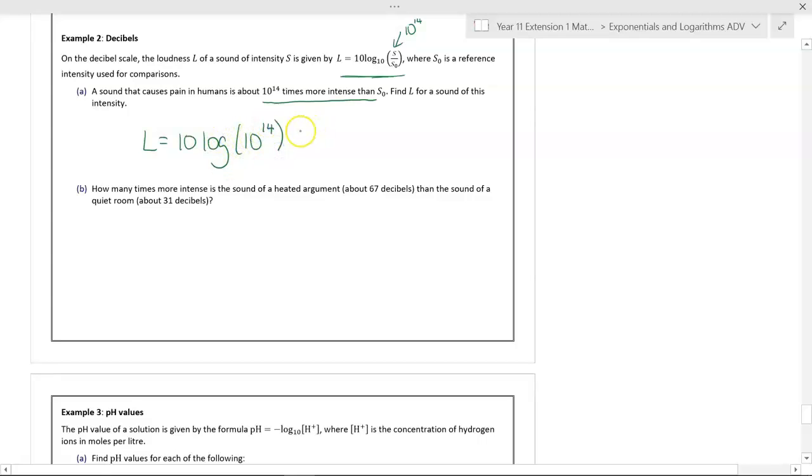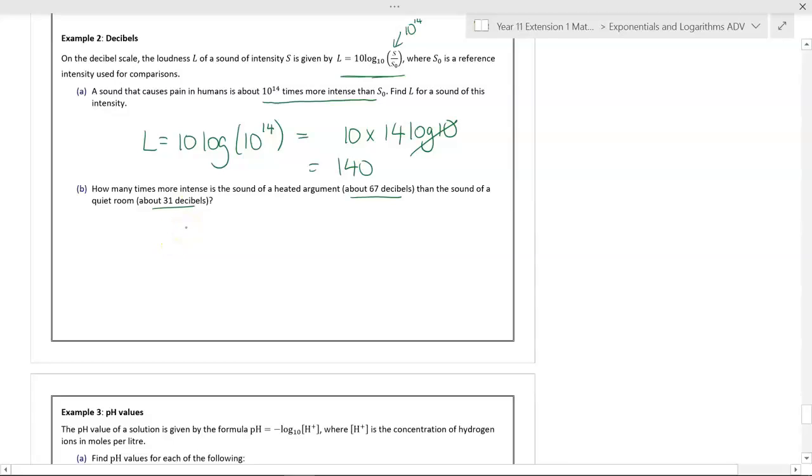Maybe I'll do it without a calculator just for fun. So I'll bring that power down. Log 10 of 10, gone, 140. But we could check by putting it into the calculator. Always go back and check if there's any units in our questions, but we're good here. How many times more intense is the sound of a heated argument, about 67 decibels, than the sound of a quiet room, about 31 decibels?